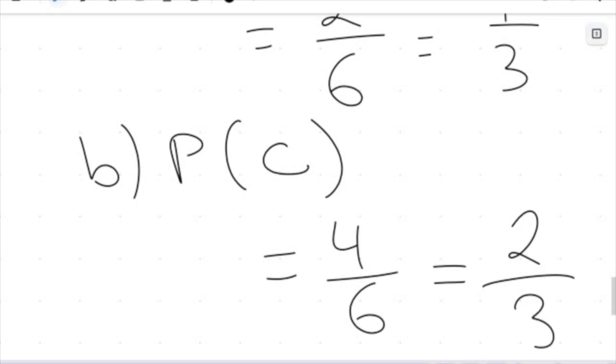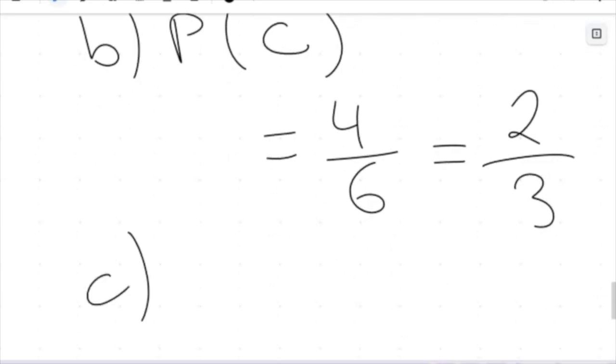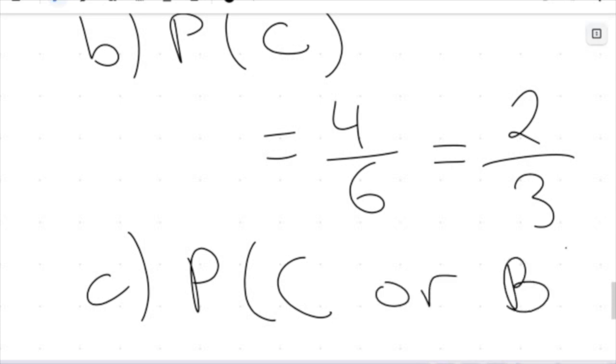All right. Now, in this final part, this is where the wording's going to change slightly, but we're going to see what effect this has on the actual question and how we answer it. So here we're looking at the probability that we select Chris or Brad.